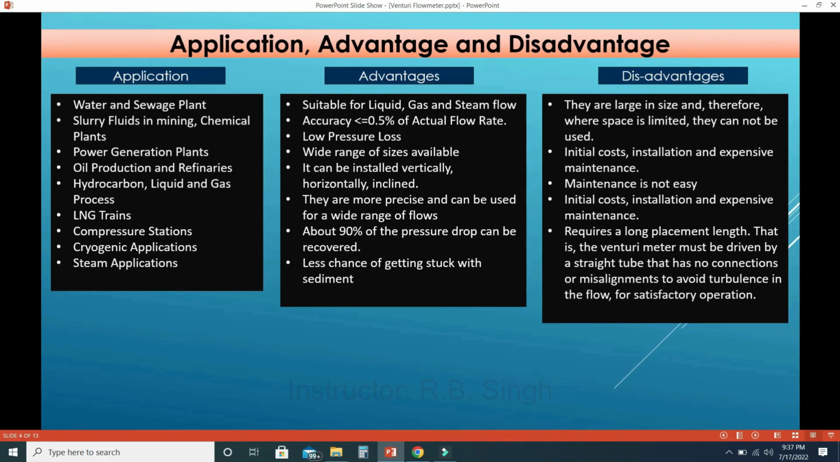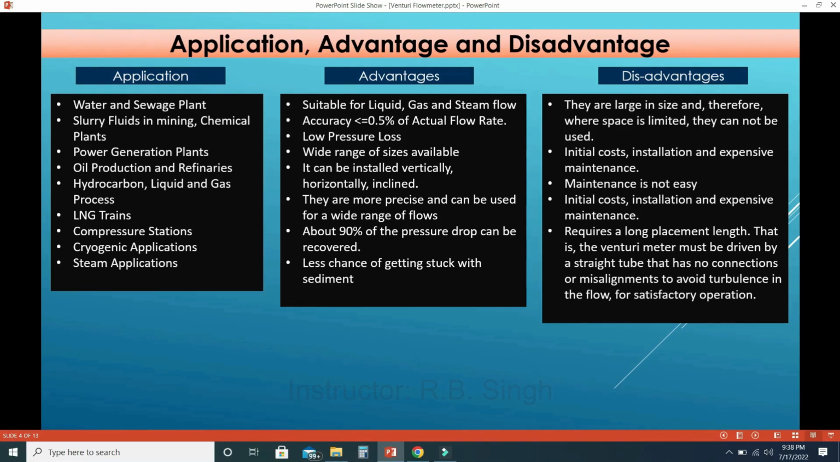There are some disadvantages of this meter. They are large in size, therefore space is a limitation, so we cannot use it in that application. It requires more space to install. Initial cost of installation is expensive, and maintenance is also expensive because its size is very large, so the material cost can be more.